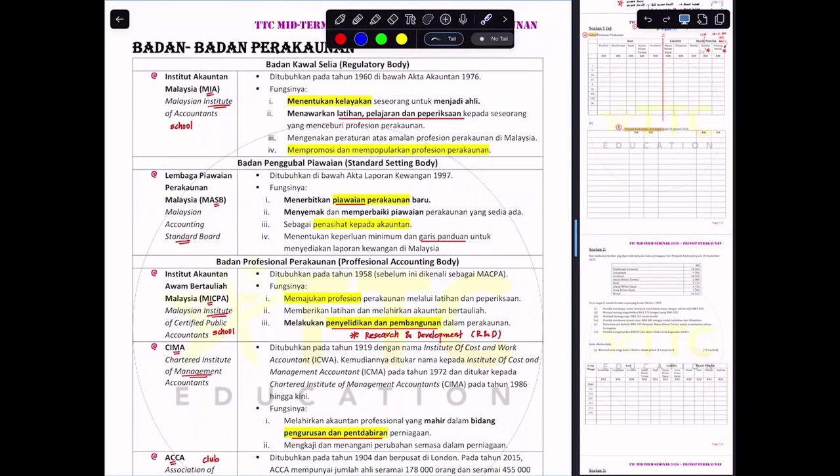Okay, then Lembaga Piawaian Perakaunan Malaysia. The long name, no way for you to remember. Even I cannot remember the full name. Just recognize the short form name and that will do. MASP, we're going to use the S. S stands for standard. So any term referring to standard, like piawaian, garis panduan, then your answer should be MASP.